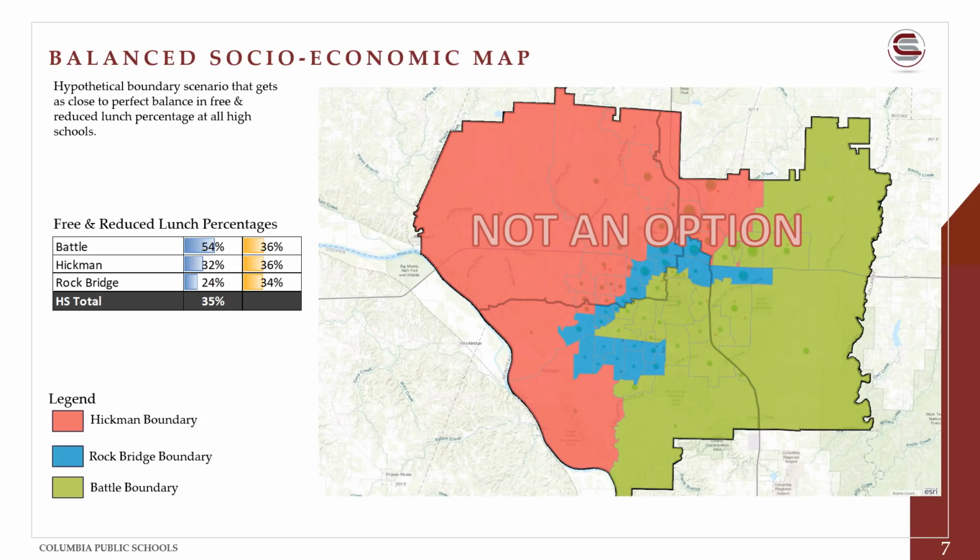You have to basically pull kids from the doorsteps of certain schools to other schools to be able to balance that socioeconomics. Again, this is not an option, but I just wanted to show this as a model to show the community what it would have to look like if we wanted to adhere to that, having a boundary that 100% reflects the Columbia Public Schools community as a whole.